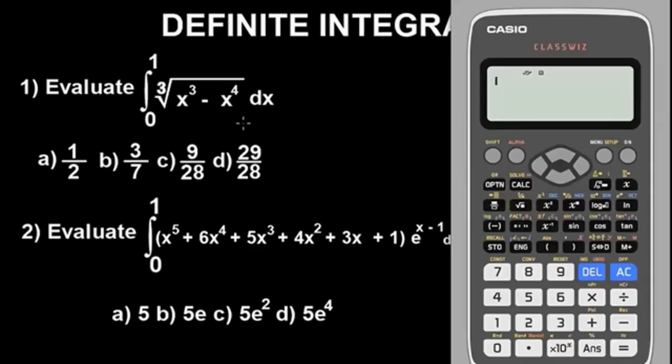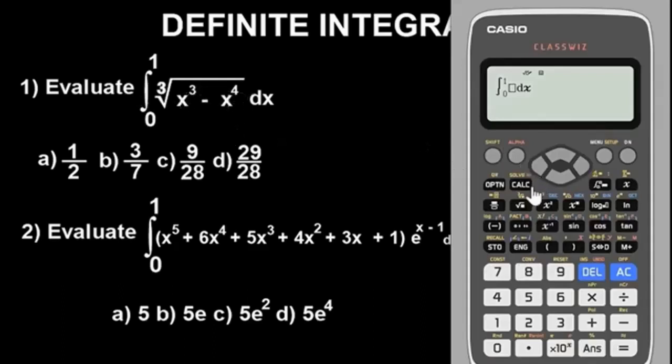To solve question 1, all you have to do is press this button. If you look at this button closely, you see the definite integral sign, and you just press this one and it comes out. You move up and put the upper limit, which is 1, then come down, the lower limit is 0. Then you move the cursor to the center and input what we have: cube root of x raised to power 3 minus x raised to power 4.